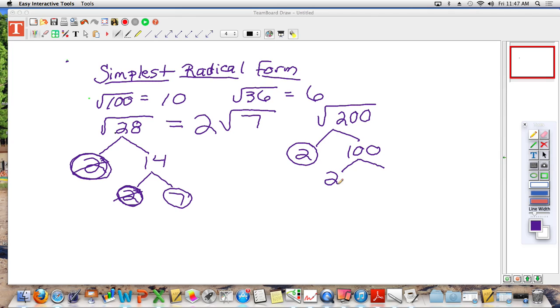I can do 2 and 50. 2 times 50. 2 is prime, so I circle it. What about 50? Does anything multiply to give you 50? 25 and 2. Can we do 5? Can we do 5 and 10? Just, we're not doing 2 again. You could do 2 and it would work. Let's try something different.